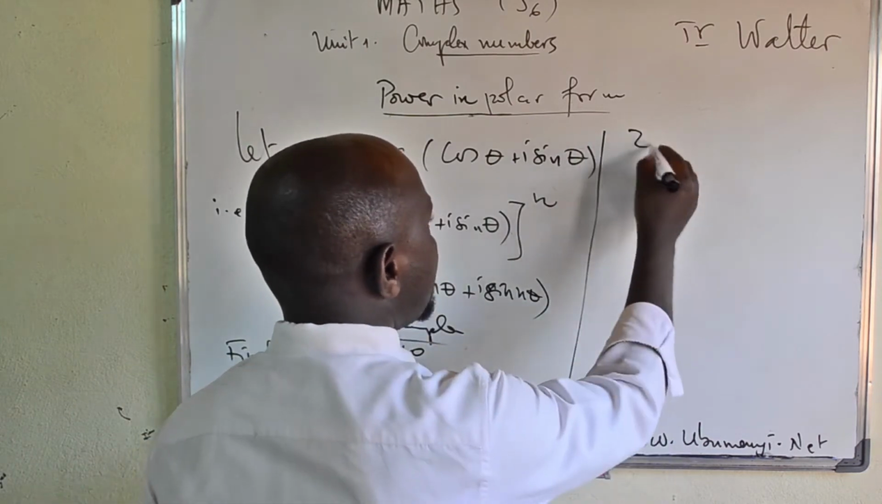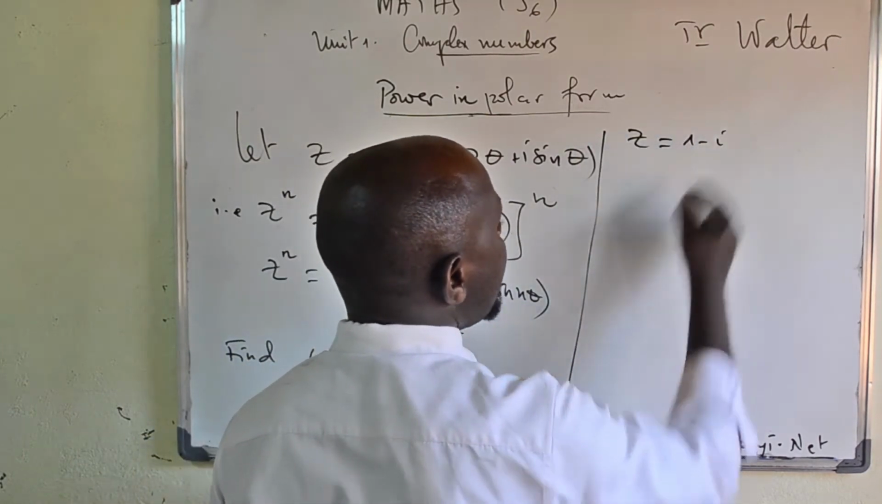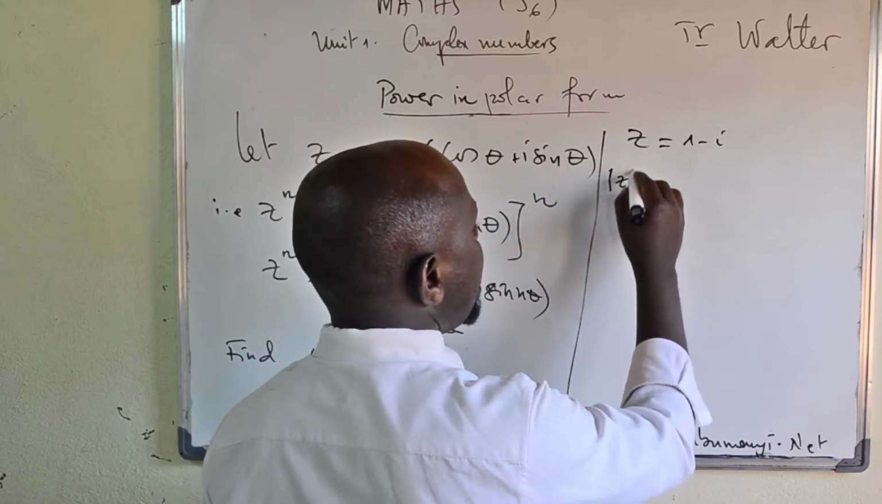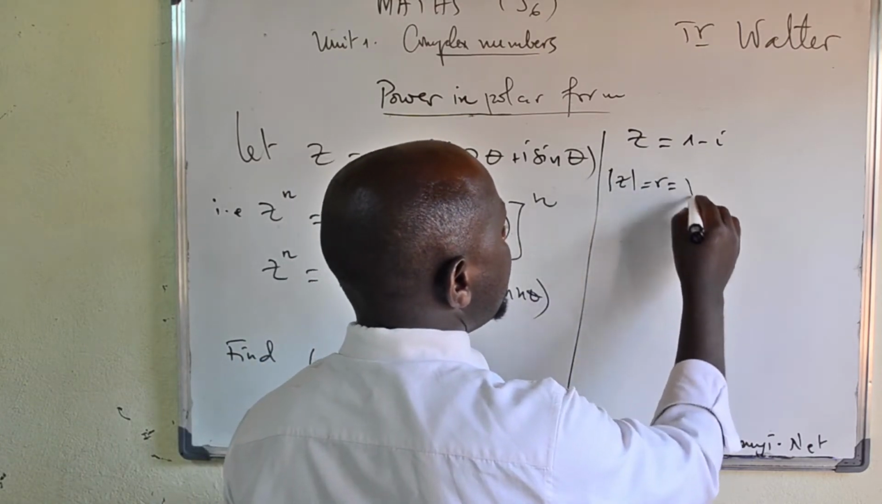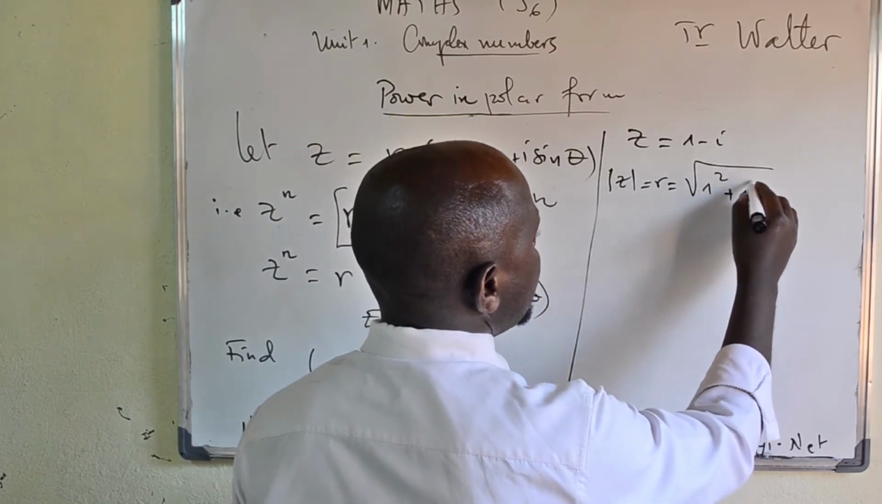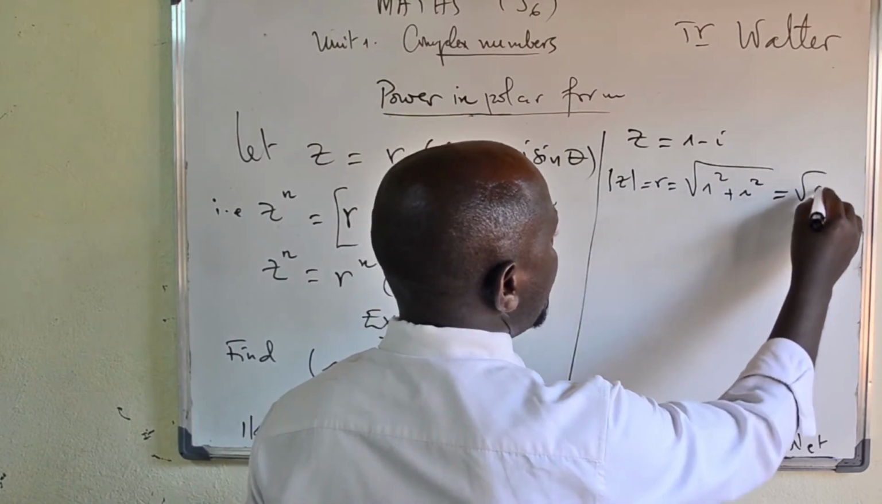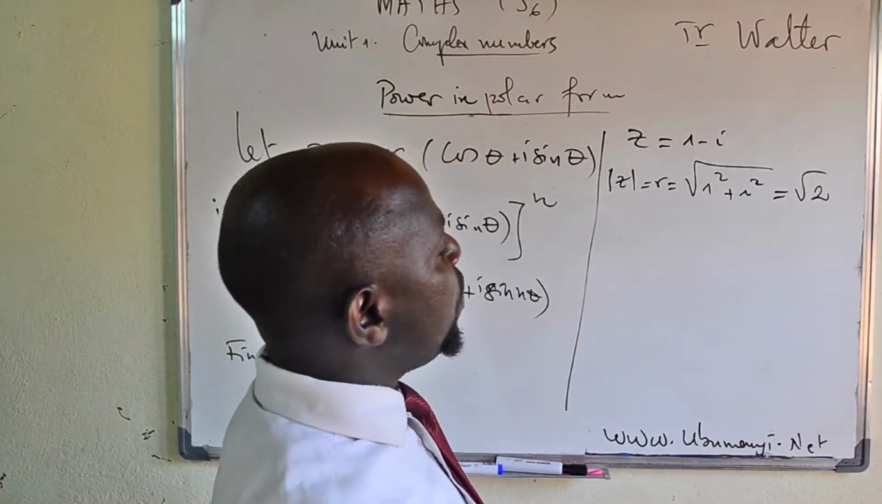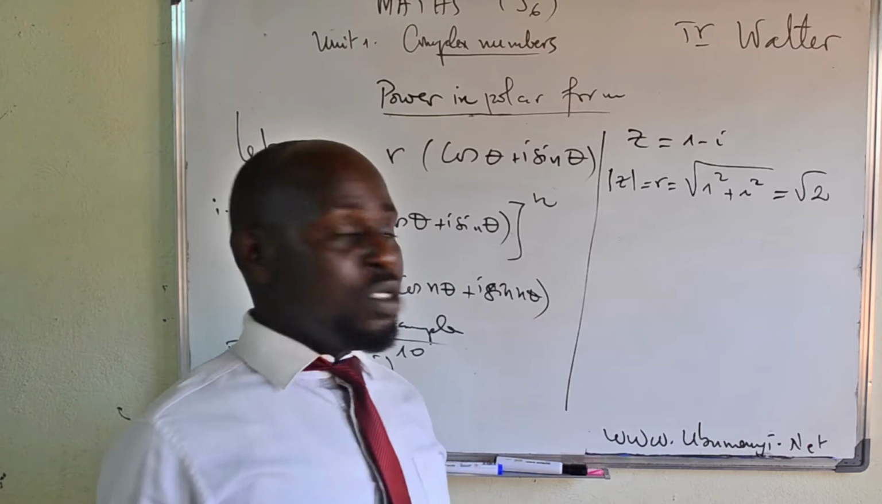We see now z equals 1 - i. Putting it in the polar form, we need to find the modulus of z, which is equal to r, and this is the square root of 1 squared plus 1 squared, and this is the square root of 2, ladies and gentlemen. And now, if I'm to find the argument, you are used to this.